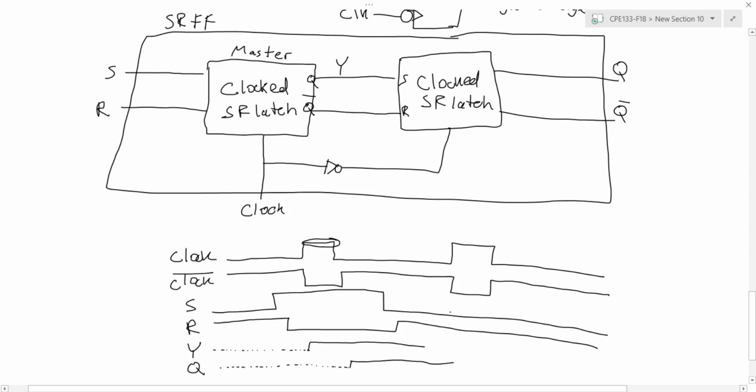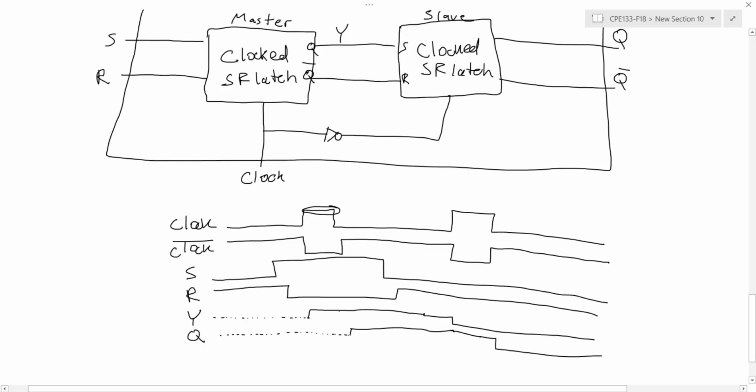Now at the next clock pulse, again the first clocked SR latch is going to read its inputs, and in this case now S and R are 0, 1, so the signal will be reset. And then after the clock goes low again, the second clocked SR latch, which I can also call the slave, will now read its inputs, which are constant, and so it will change its state to 0.